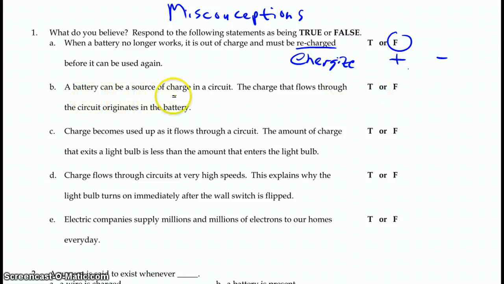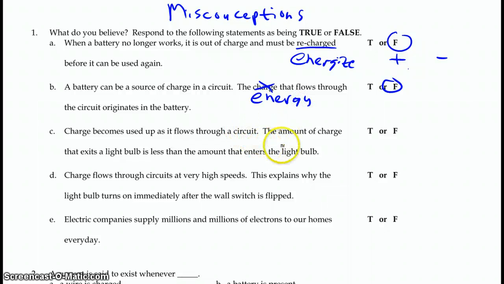Okay, B, a battery can be a source of charge in a circuit. The charge flow originates in the battery. Well, that's also false. The charge is already in the circuit. The wires have electrons, the light bulbs have electrons, the motors have electrons, everything has electrons. Our batteries would have to be huge if they actually provided the mass, the electrons, to move around the circuit. So they don't provide the charge. Again, they provide the energy.